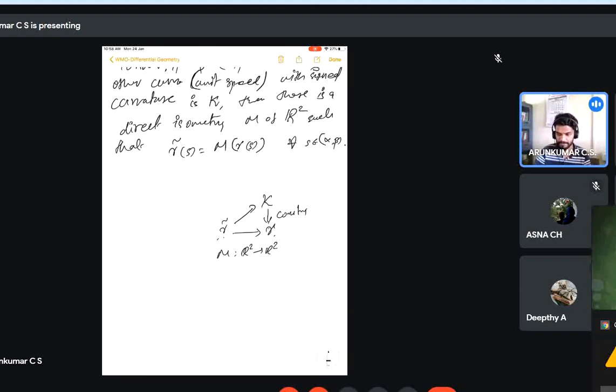How far the curve turns, how the tangent vector turns, gives you, in a sense, the shape of the curve, and that is determined by the signed curvature. If the signed curvature is the same, then the shapes of those two curves will be the same. And saying the shape is the same means there is an isometry that maps gamma to gamma tilde. Okay, fine.